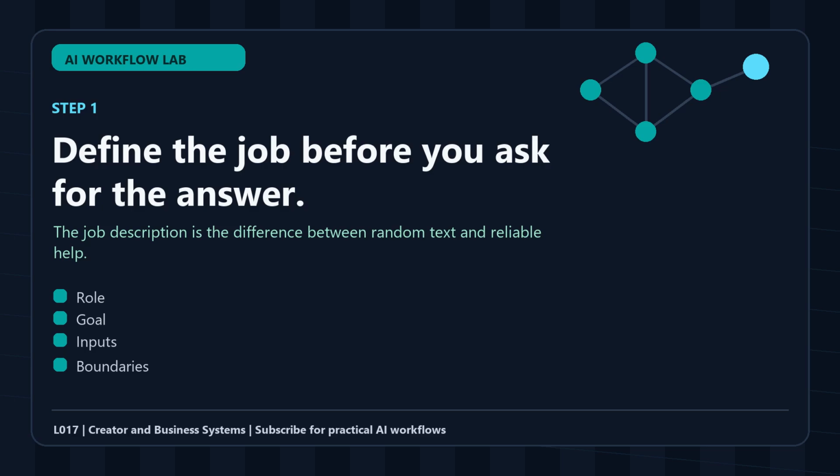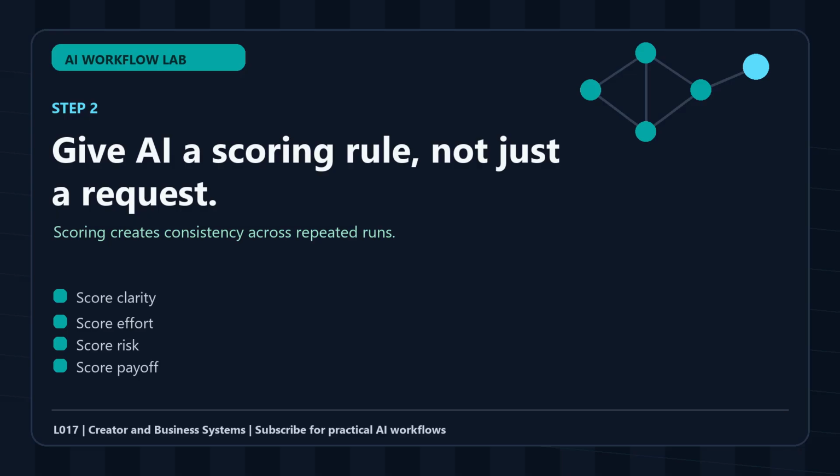Step 2 is the scoring rule. A request asks for output. A scoring rule tells AI how to choose between possible outputs. That is where the workflow becomes repeatable. For building a content calendar fast with AI, I want the assistant to score each option across clarity, effort, risk, and payoff. Clarity means the next action is easy to understand.